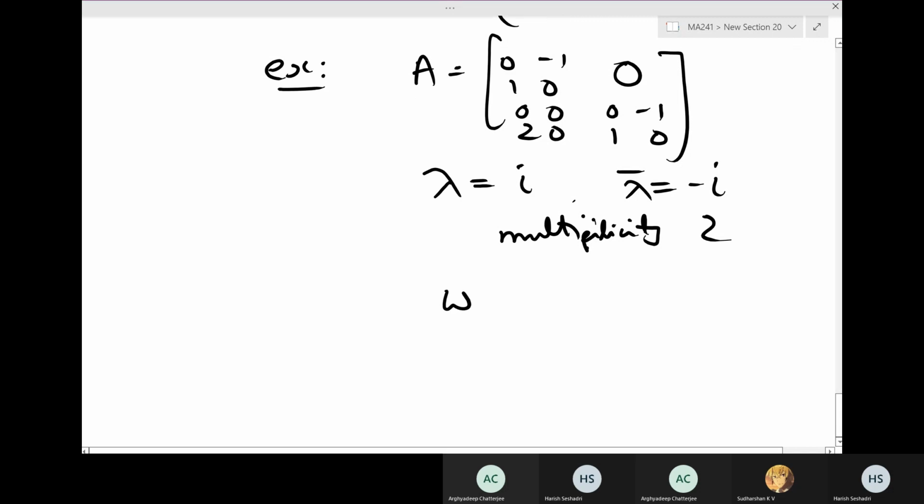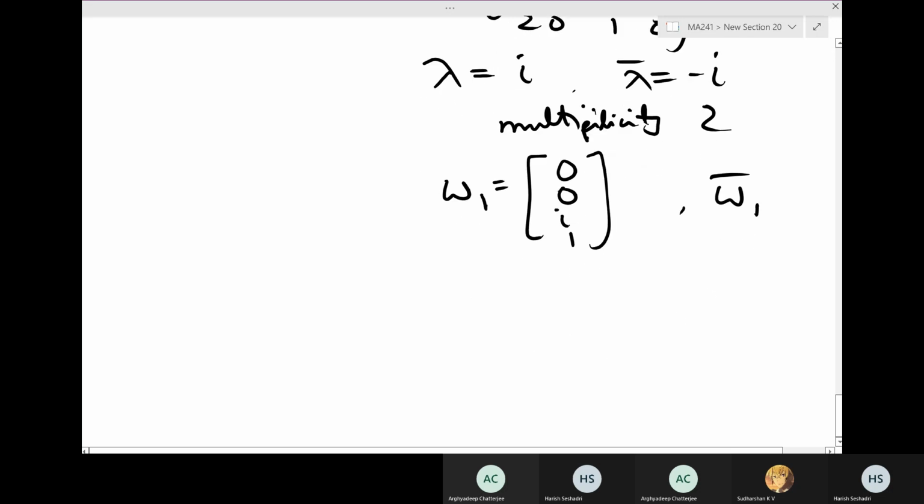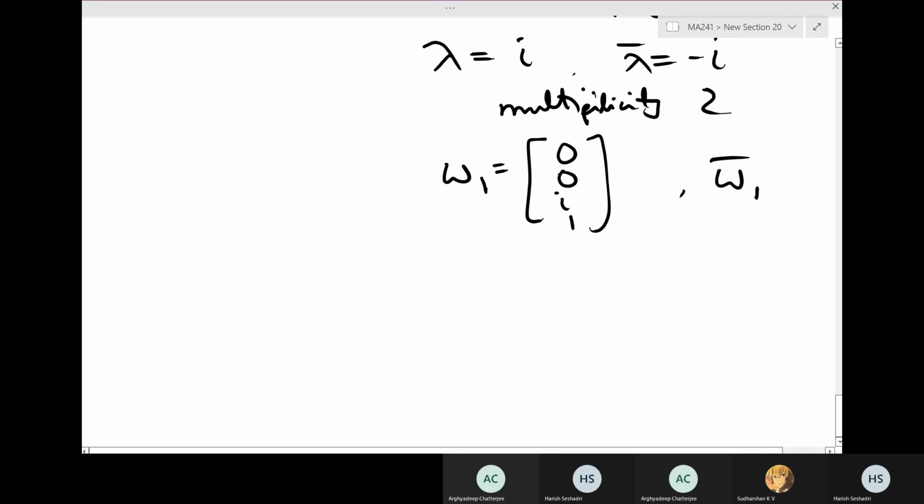So how many eigenvectors can we expect? Well, for lambda equals i, I can expect 1 or 2. It turns out that I just have 1. But once I have an eigenvector for i, then the conjugate will be an eigenvector for minus i. So in effect, you just have one eigenvector and its conjugate, W1 bar. So we need at least 2 more to make our basis.